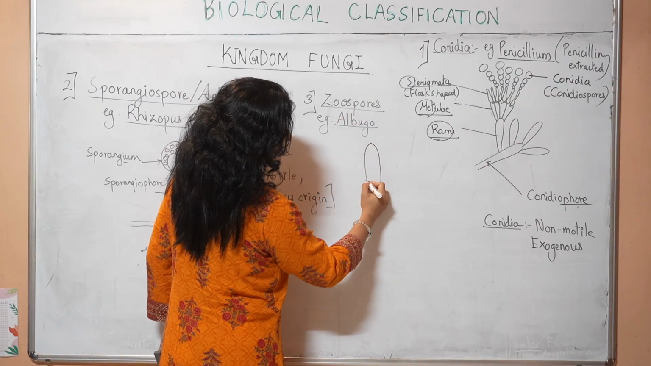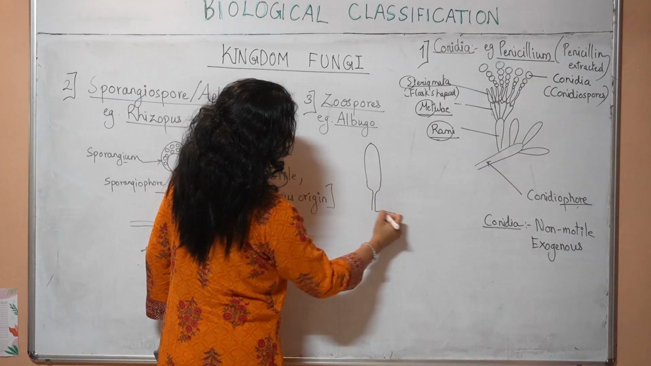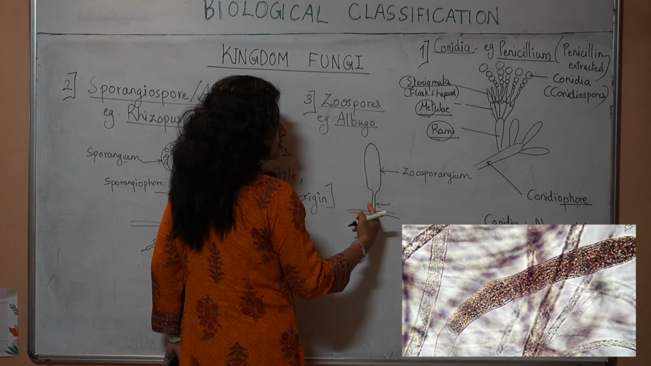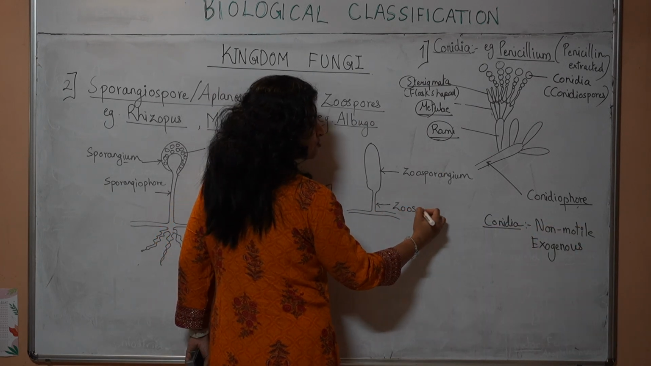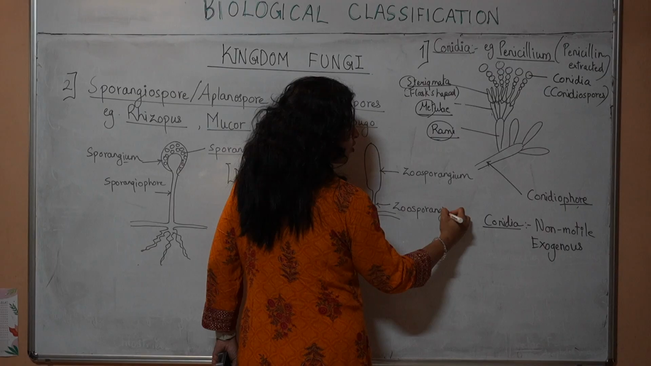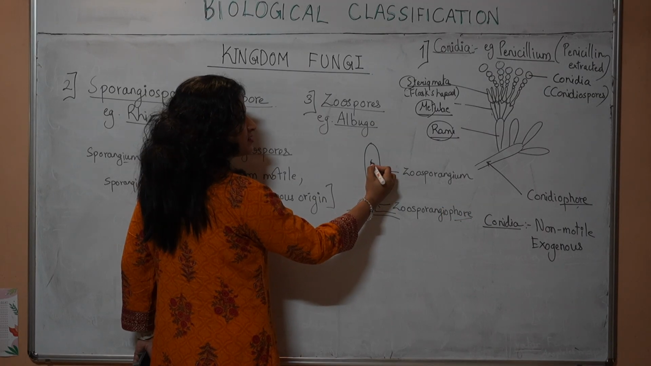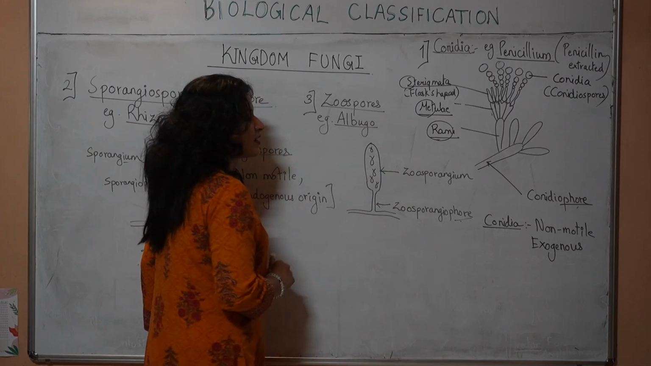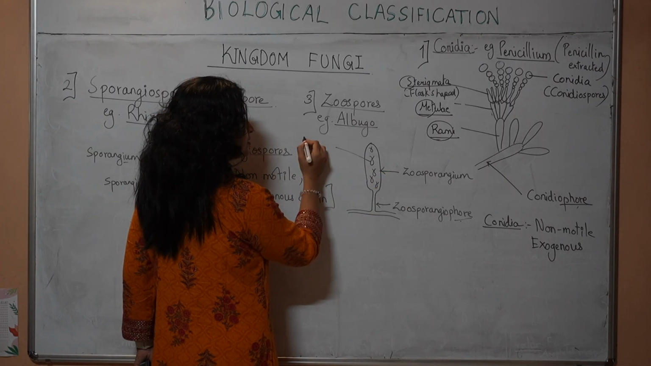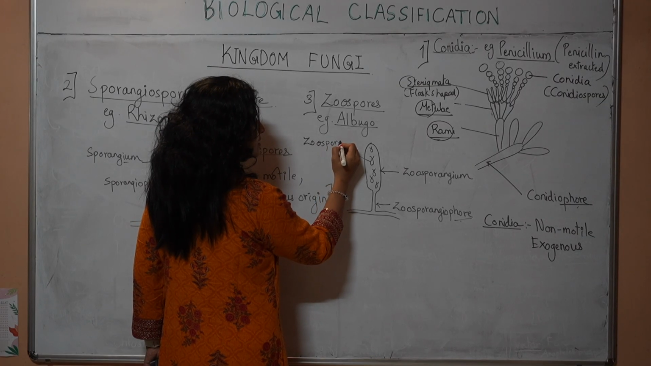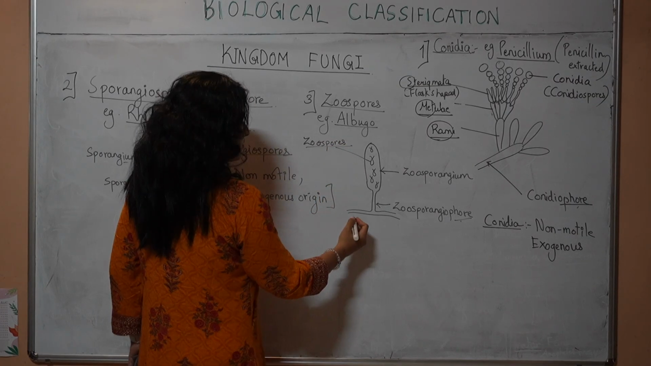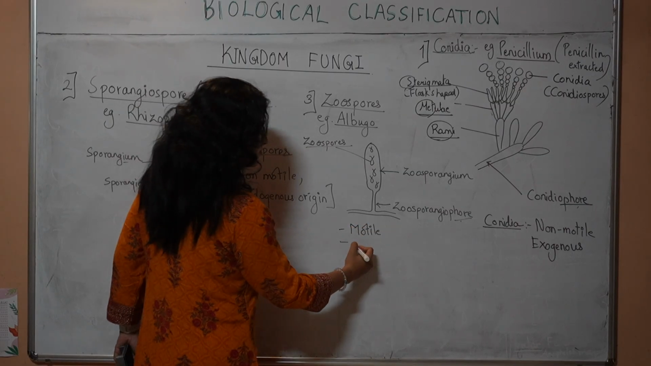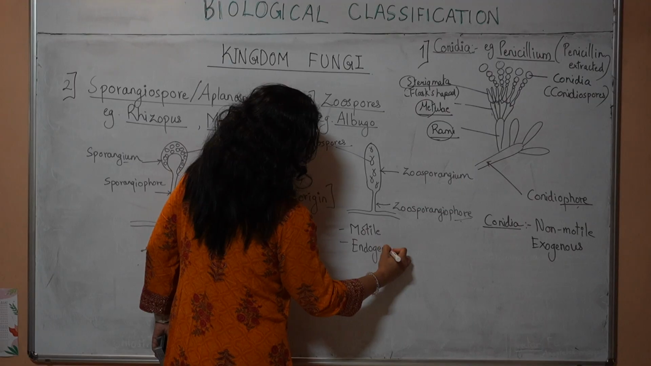For production of zoospores, they will produce structures such as these. These structures are called zoosporangium. This stalk will be called zoosporangiophore, and inside this zoosporangium there will be the zoospores. Look at them carefully. What do you see? These are the zoospores, and as you can see, they are flagellated, and that makes them motile. What about origin? They are said to be of endogenous origin.